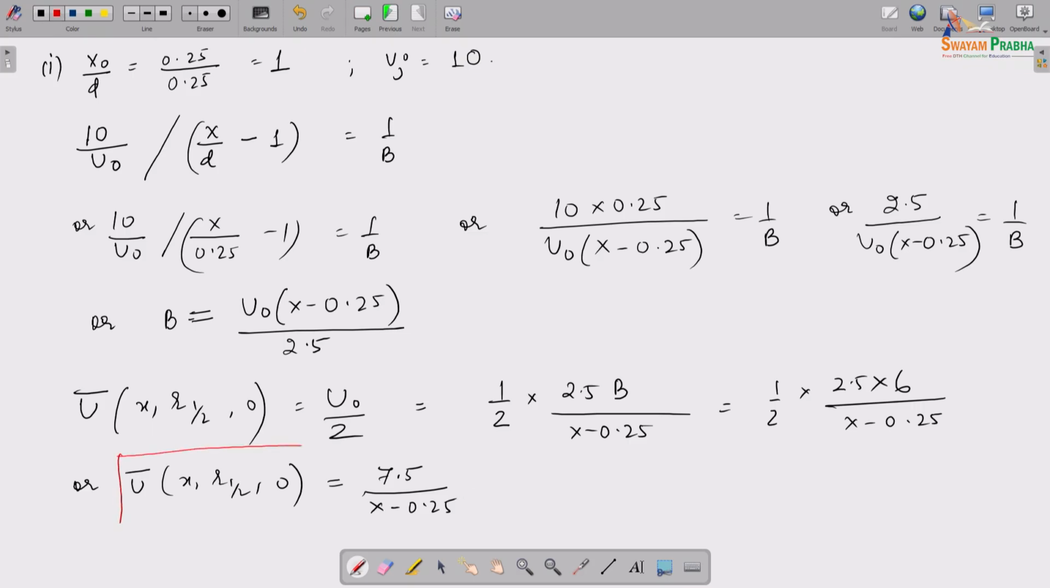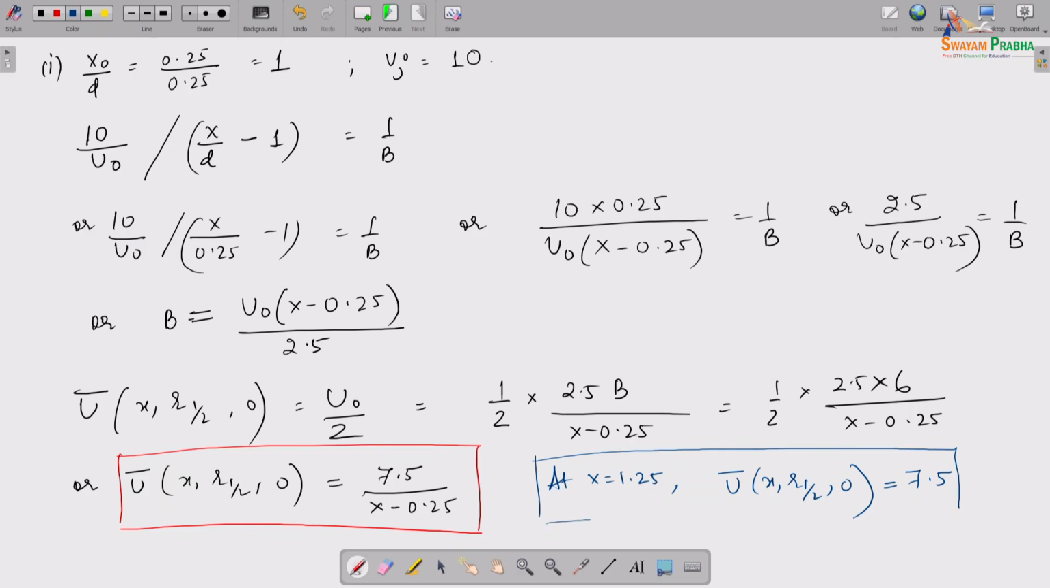So we can actually calculate the mean values at the r half in this way, and then at x equal to say 1.25, u mean x r half 0 is equal to 7.5. That's interesting. So I can actually calculate the u mean at these values.